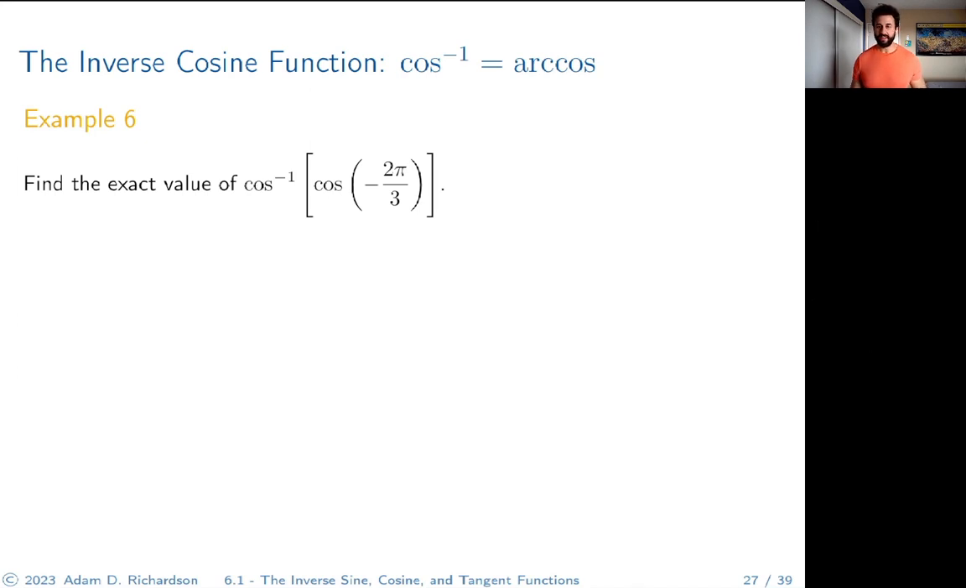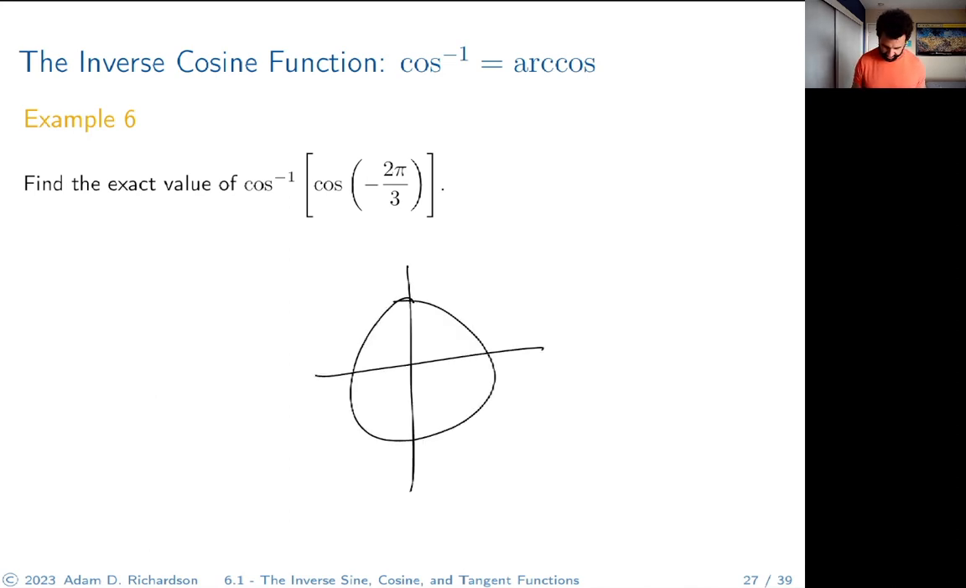All right, let's try it together. Cosine of negative 2 pi over 3. 2 pi over 3 is one of the standard angles, so maybe I can compute this in my head. Cosine of negative 2 pi over 3 is going to be negative. See, I have to draw the picture. Negative 2 pi over 3 is over here, right? So cosine is going to be negative 1/2. That's what it is.